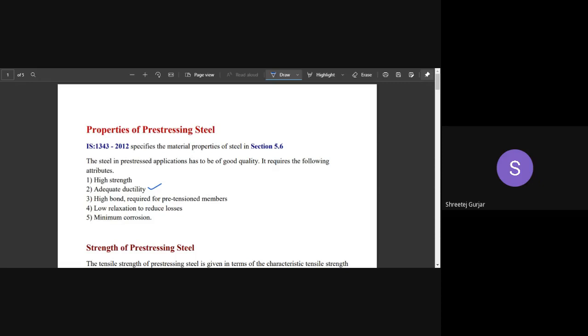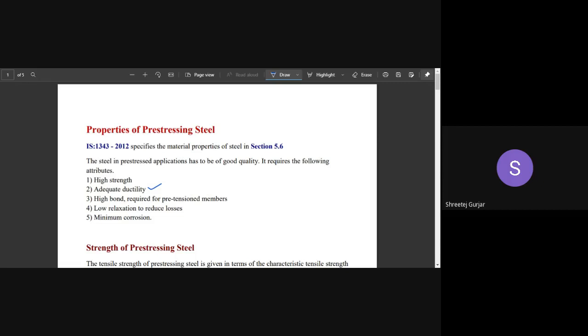So we should try to avoid corrosion to the maximum extent, because first of all we have a lesser amount of steel, and if that less amount of steel starts to corrode, there is a sure possibility of the structure failing. So we have to avoid this corrosion at any cost and keep it to a minimum. That is one main attribute of a pre-stressing steel: it should be resistant to corrosion, and it should undergo a minimum amount of corrosion whenever it is exposed to moisture and other chemicals.